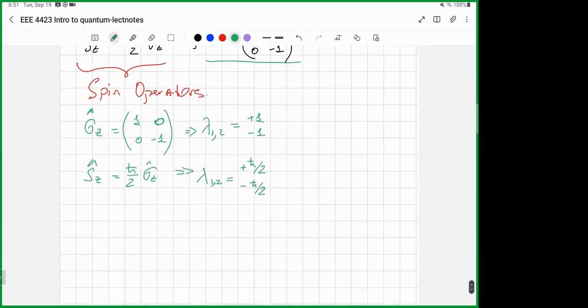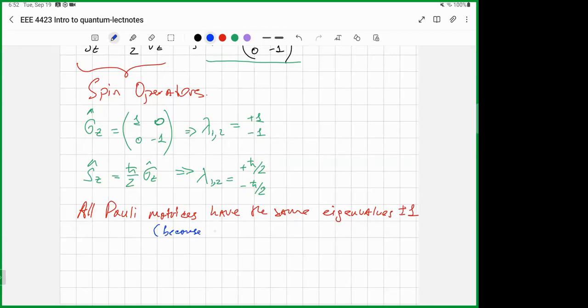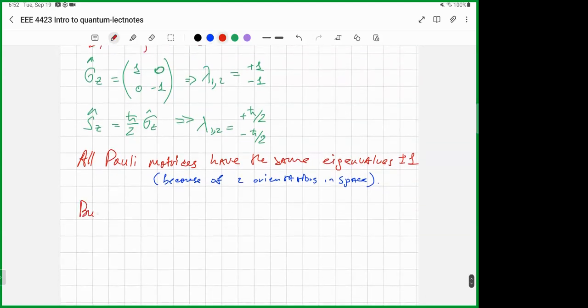Okay, so let us write this down. All Pauli matrices have the same eigenvalues, plus minus 1, and that's because of two orientations in space. But the eigenstates are different.